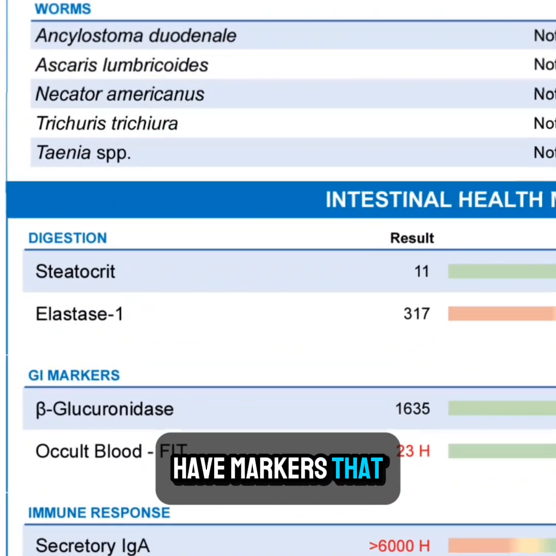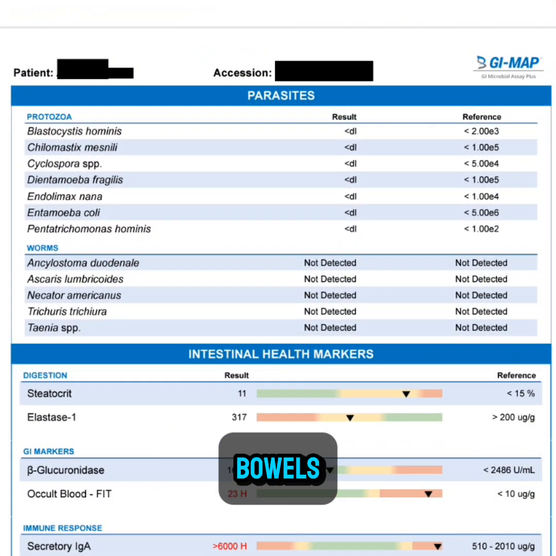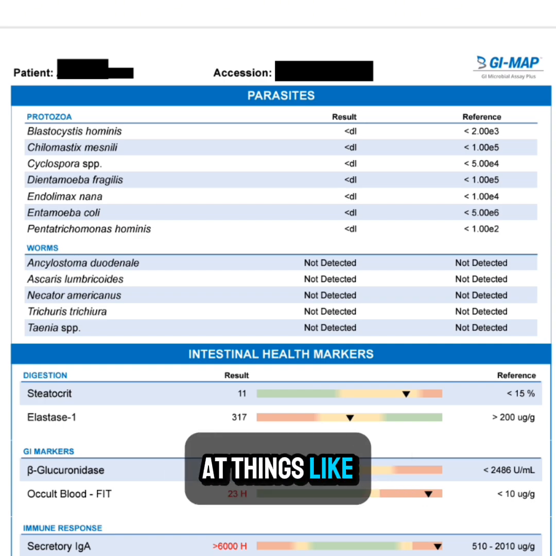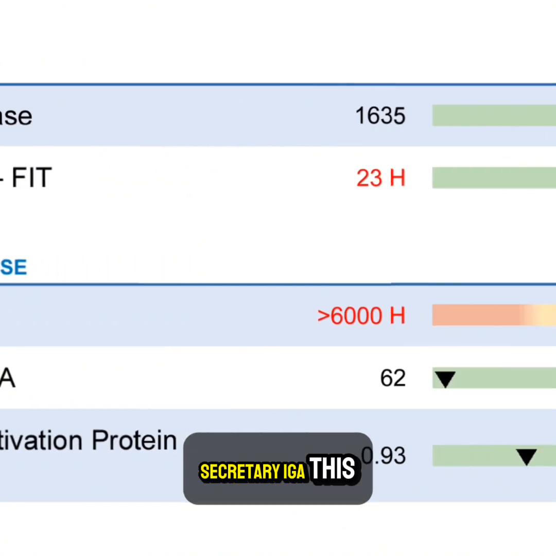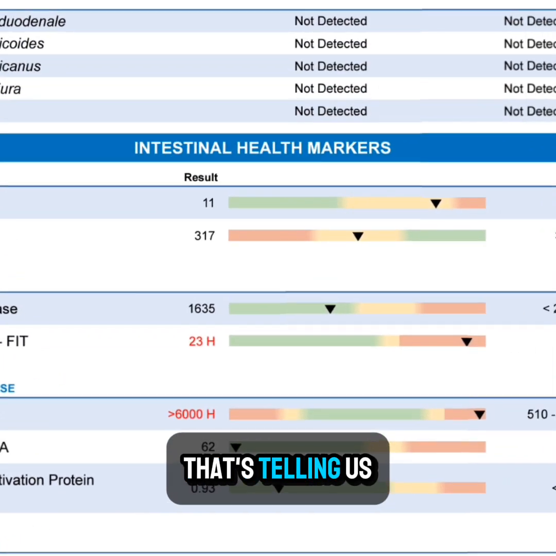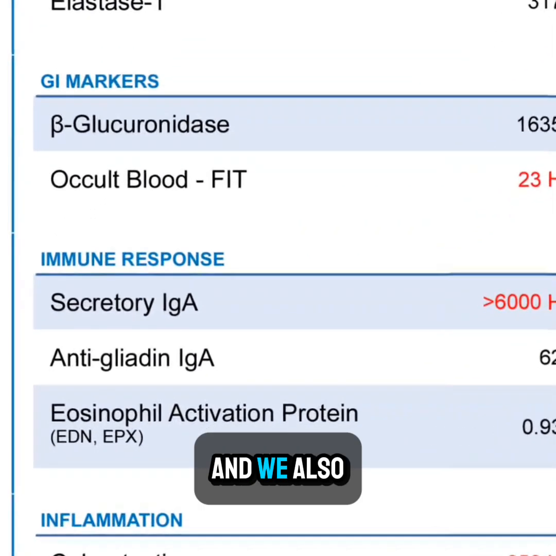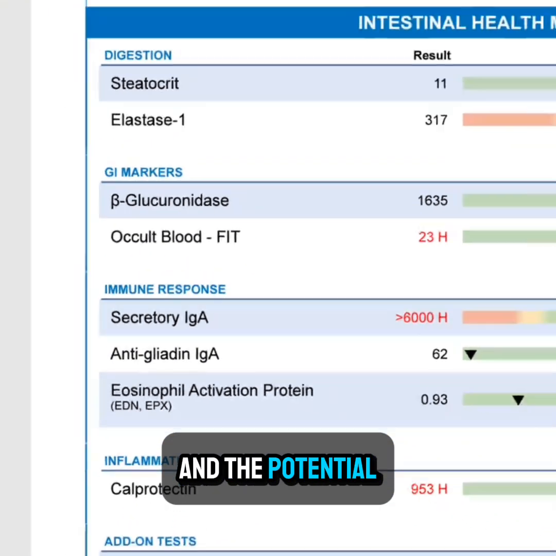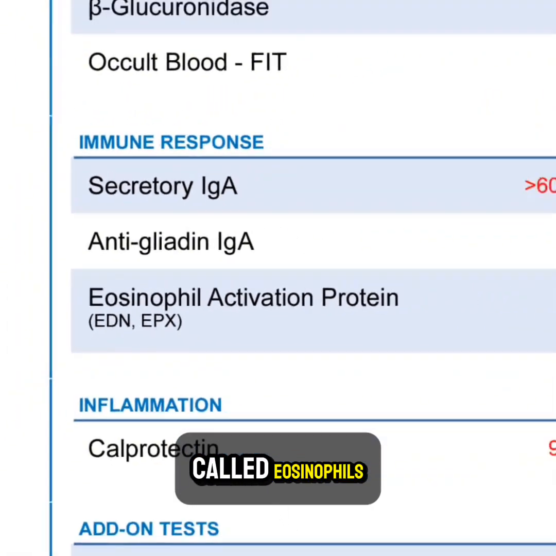All right, we have markers that tell us if a person is constipated and recirculating old toxins from their bowels back into their bloodstream, called beta-glucuronidase. We look at things like blood in the stool. We look at immune system activity, secretory IgA. This patient's very high for that, telling us that the overgrowth in his gut are producing a lot of toxins that are activating his immune system. And we also have markers that look at things like gluten sensitivity and the potential for food allergies via a white blood cell activation called eosinophils.